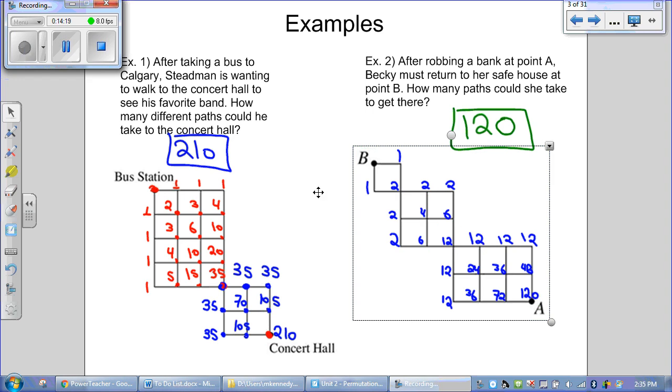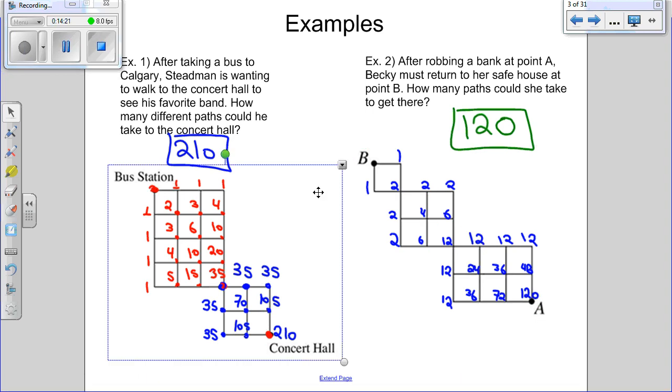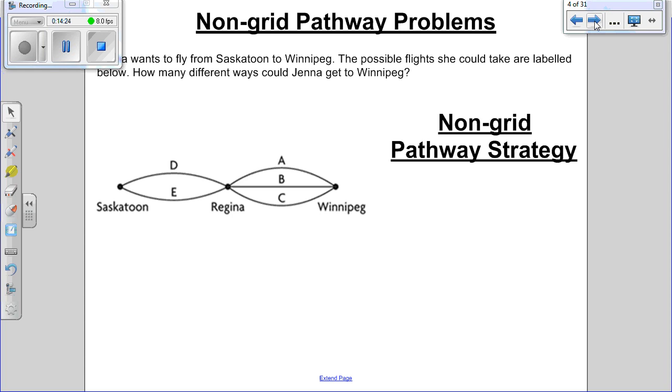Alright, those are pathways, I call them grid pathways. Because it looks like a grid, it looks like a straight pretty much. The other type of pathways you do see is like flight pathways. So this is a question that's describing a flight pathway or a non-grid pathway where you kind of have looping things in the spots.